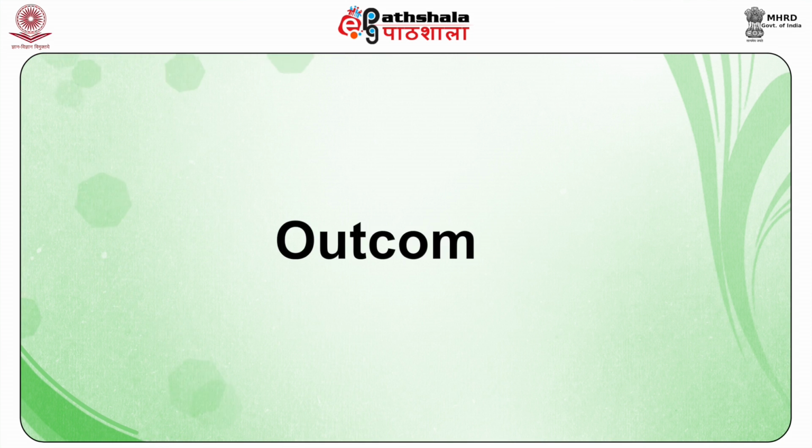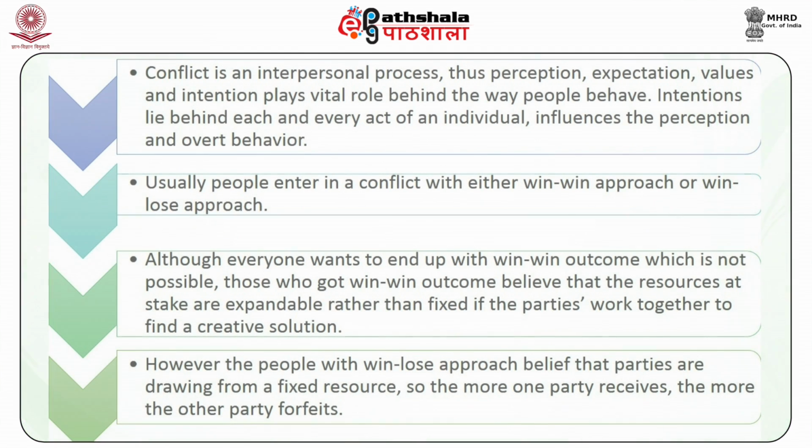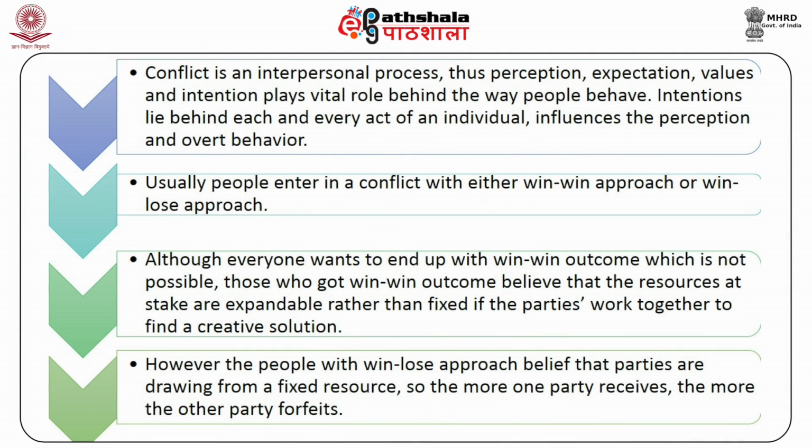Stage 5. Outcome. Conflict is an interpersonal process. Thus, perception, expectation, values, and intention play a vital role behind the way people behave. Intentions lie behind each and every act of an individual, influencing the perception and overt behavior. Usually, people enter into a conflict with each other with a win-win approach or a win-lose approach.